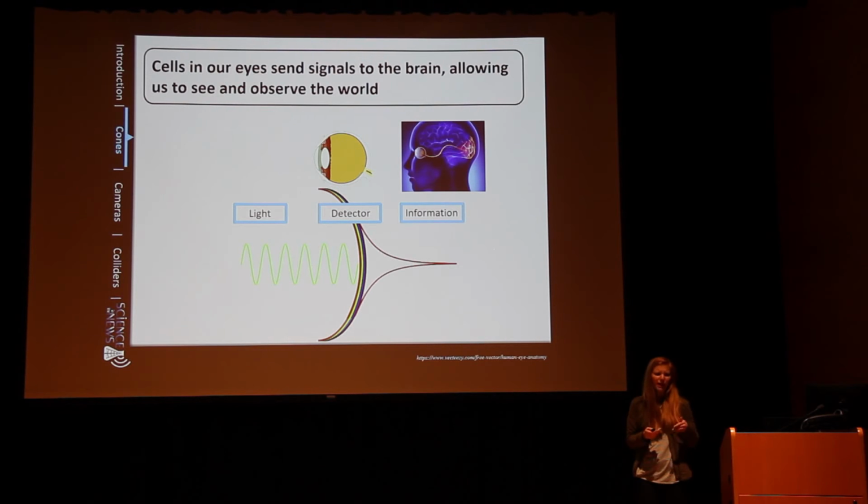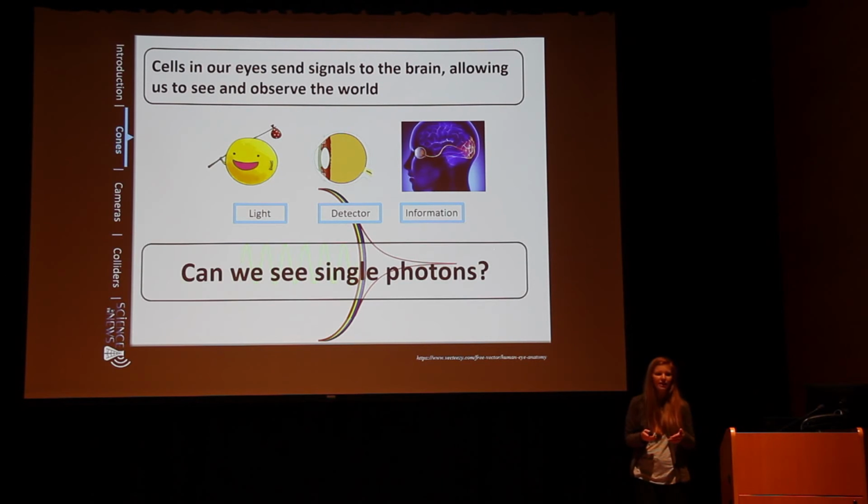But what would happen if instead of a jar of fruit or a bowl of fruit, we had a single photon? Could our eyes even detect a single photon, and would we be able to register in our brain that information that we've seen a single photon? This is a question that puzzled many scientists for many years.